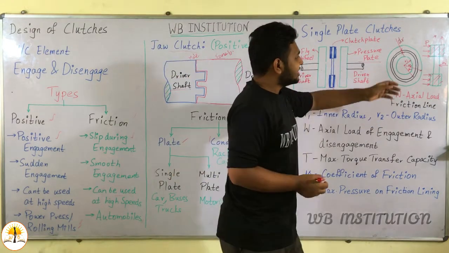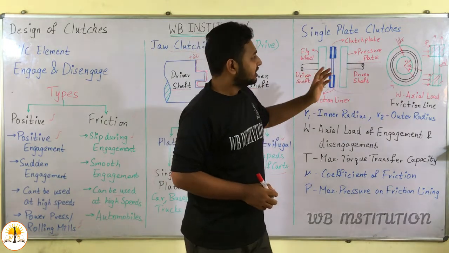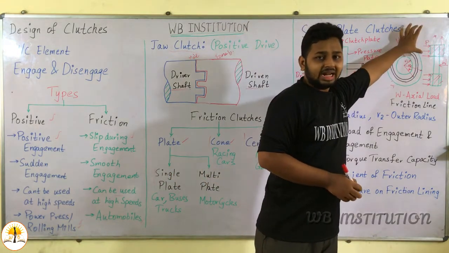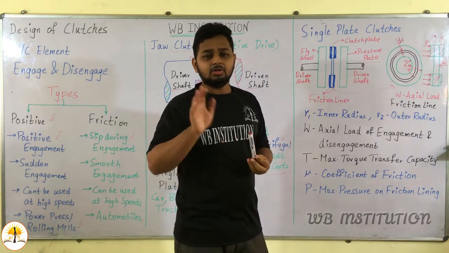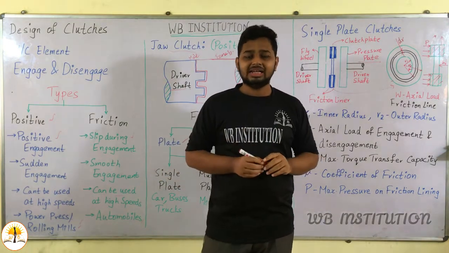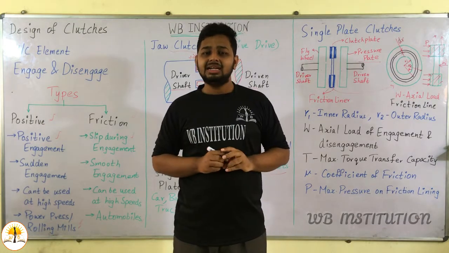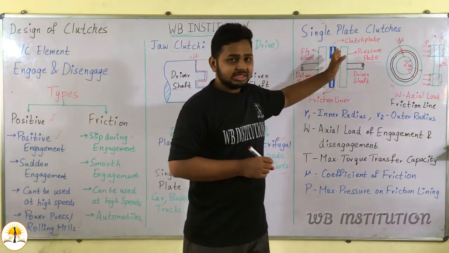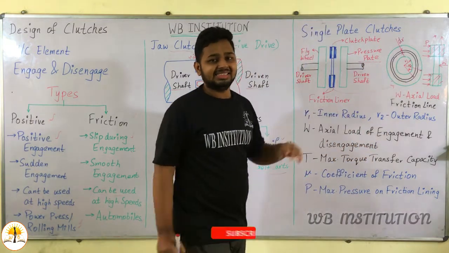Now when this clutch plate is engaged with the driver shaft, there is a certain pressure. That pressure is given here as P. And when we apply the pedal on the clutch, that is, at the time of disengaging, we give some axial load to the clutch plate. That load is known as W, the axial load.